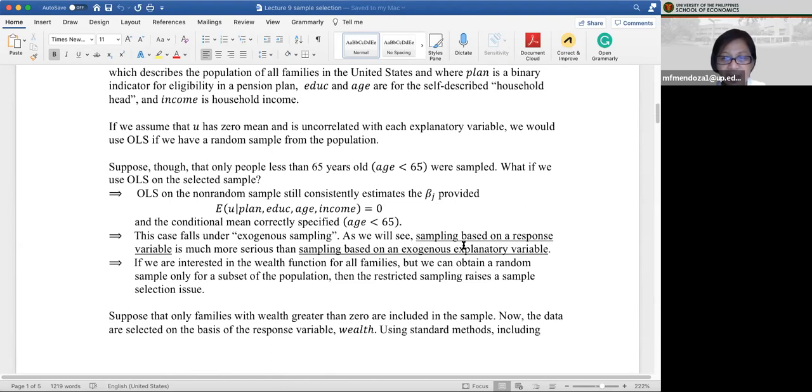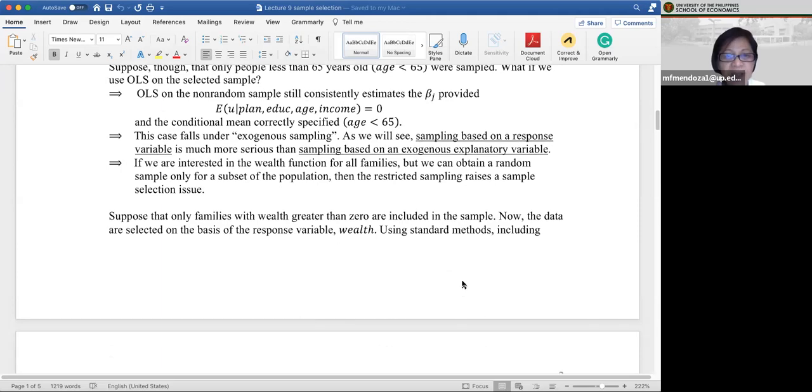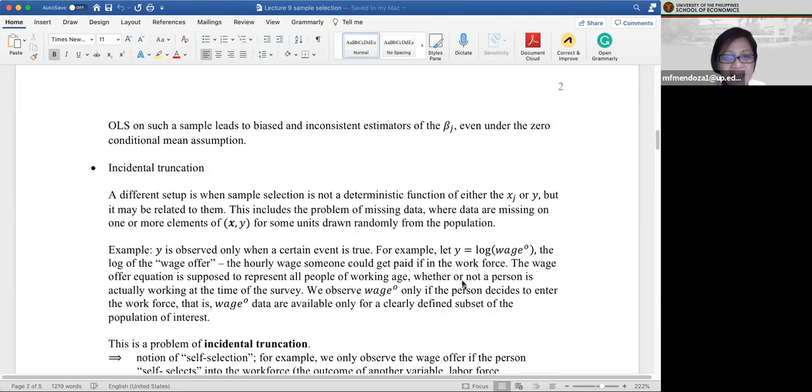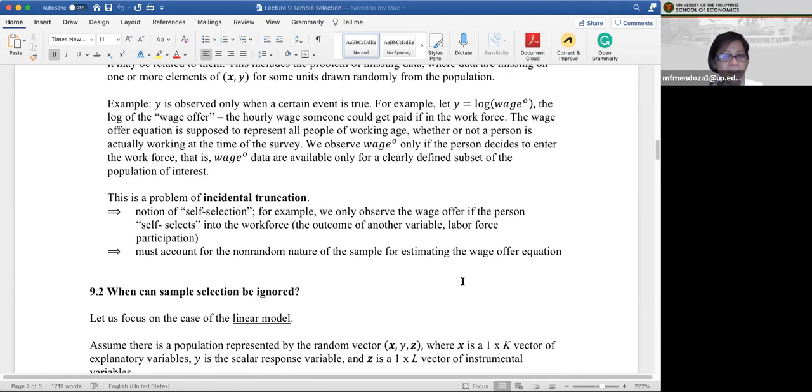Sampling based on exogenous explanatory variables, which you will take in the next section, sampling based on a response variable, and incidental truncation. Okay. So let us see when sample selection can be ignored. We'll just do this for the linear model. That is, we have the form y = xβ + u.